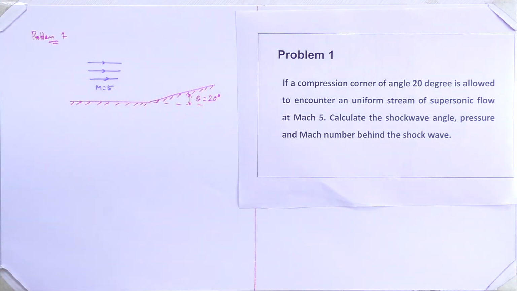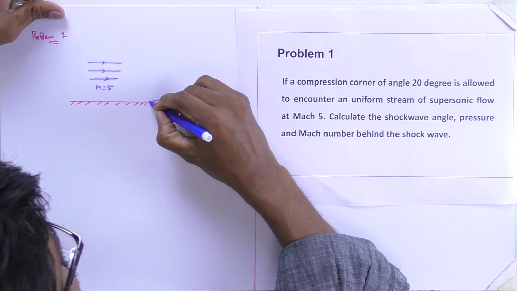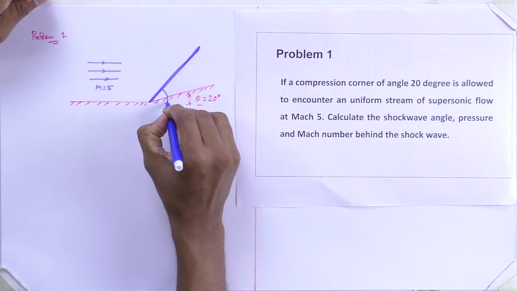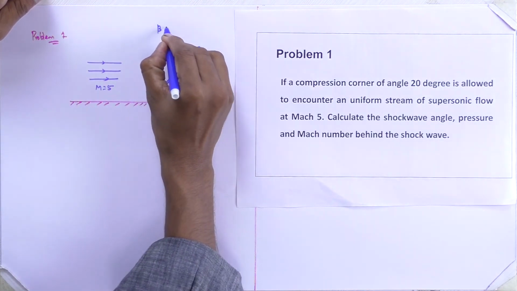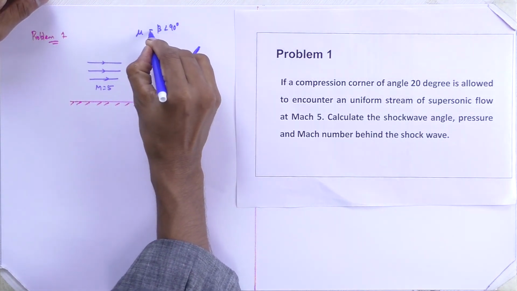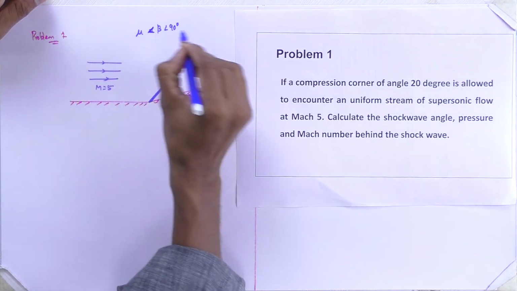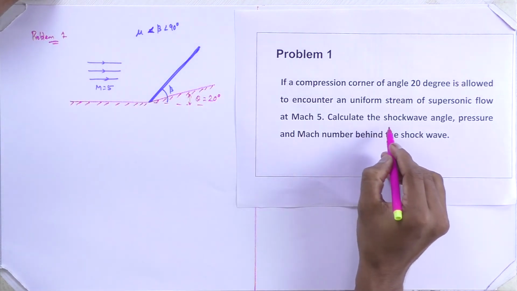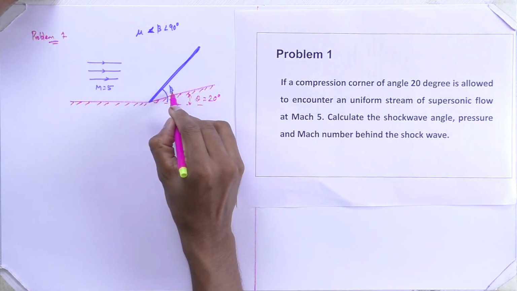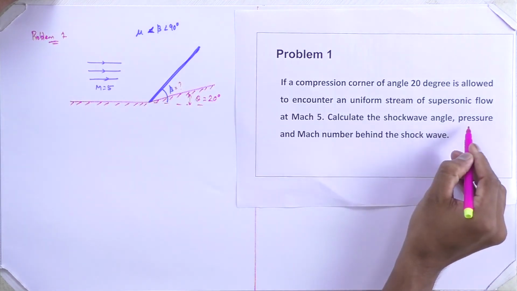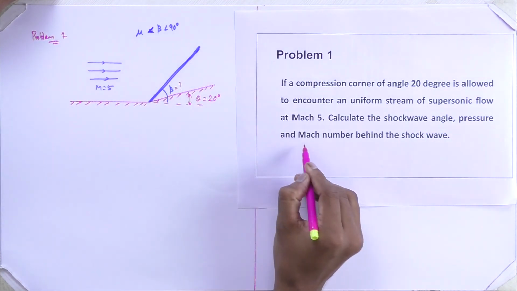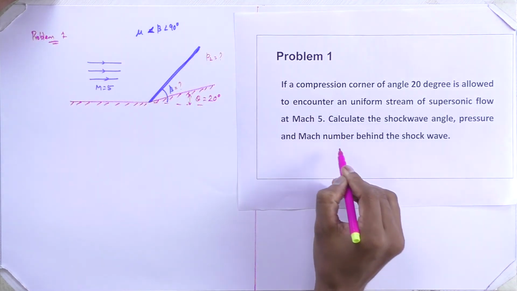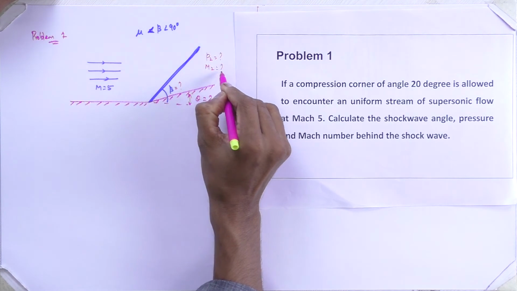So obviously we will have an oblique shock wave, with a certain beta angle. This beta angle will be less than 90 degrees and more than the Mach angle. Calculate the shock wave angle, so I need to calculate the beta value, and the pressure and Mach number behind the shock wave. So P2 value I need to calculate and M2 value I need to calculate.